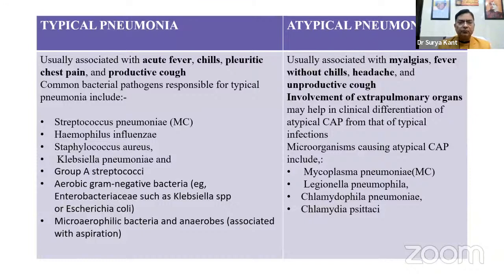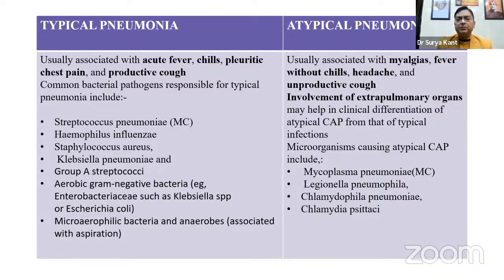Common bacteriological pathogens responsible for typical pneumonia include Streptococcus pneumoniae, Haemophilus influenzae, Staph aureus, Klebsiella, group A streptococci, aerobic gram-negative bacteria, for example, Enterobacteriaceae such as Klebsiella and Escherichia coli, and aerobes associated with respiration.